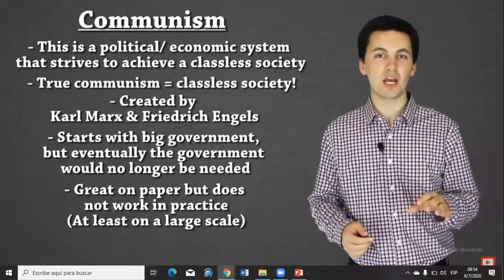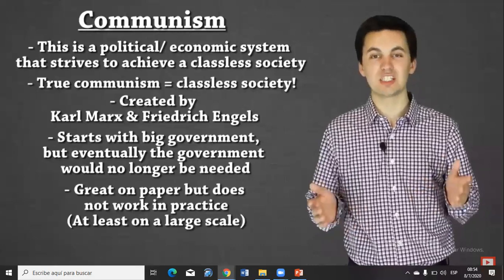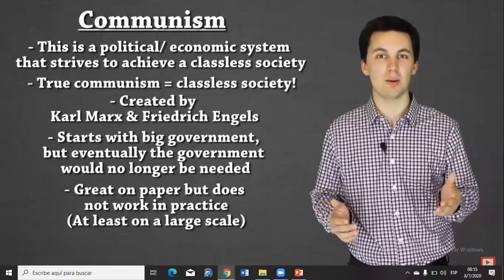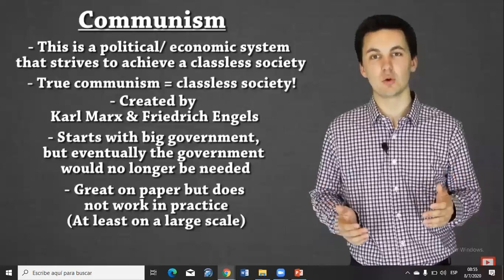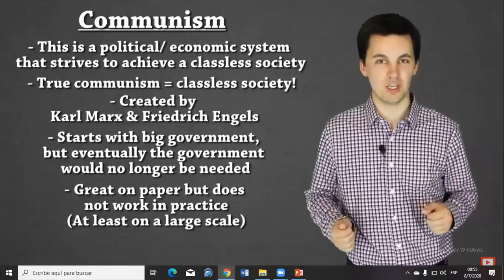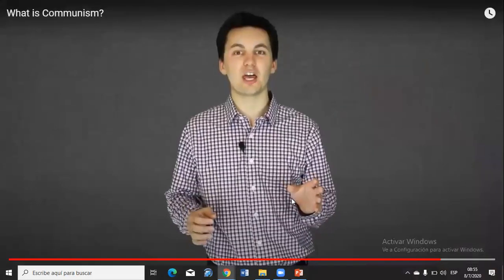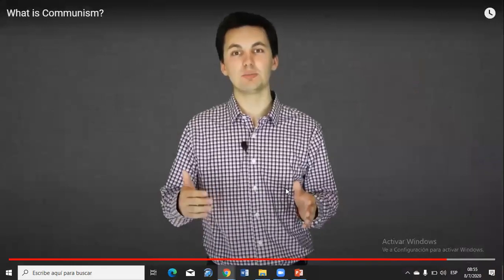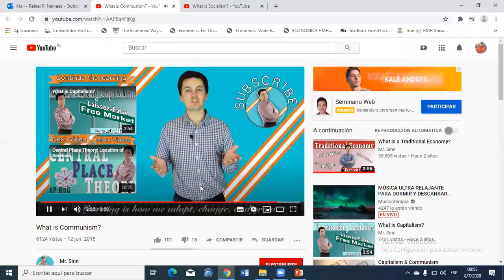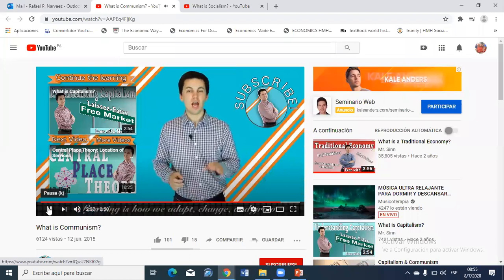Now, in smaller societies, we've seen communism work. Just again, though, on the large scale, it doesn't work that much. People give up too much individual freedom, and corruption normally comes in. Hopefully you can understand exactly what communism is, how it's supposed to happen, and why it just doesn't necessarily work.